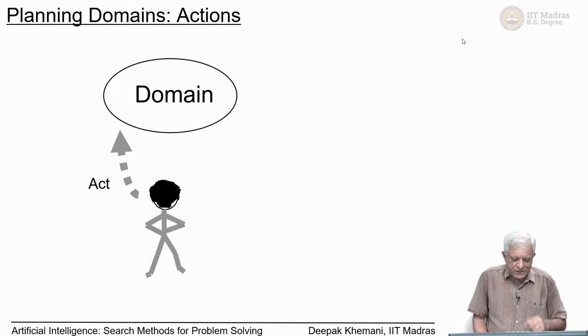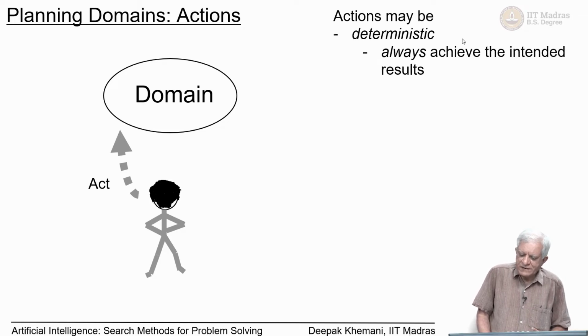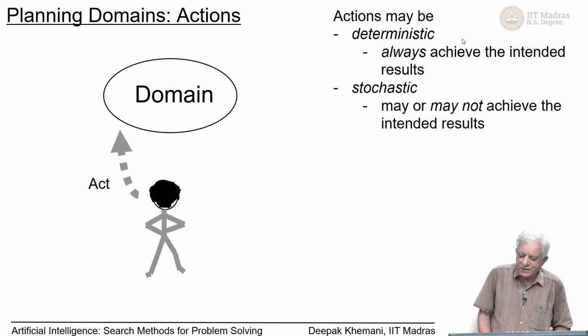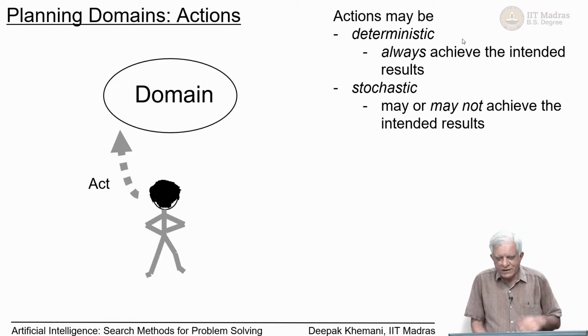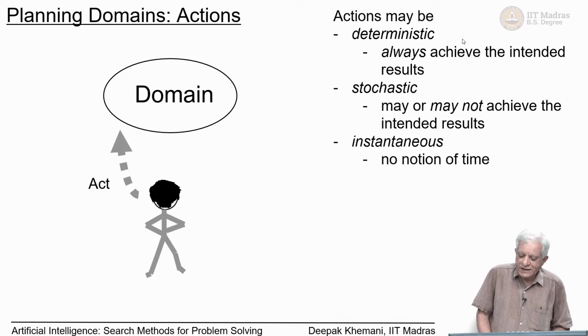Then we talk about actions. What are the kinds of actions that an agent can do? Actions may be deterministic, which means they always achieve the intended results, and we have been talking about deterministic actions. If you say pick up a block, then you end up holding it. Or they may be stochastic, which means they may or may not achieve the intended results. For example, imagine you are walking on slippery ice or snow and you want to take a few steps forward, but you find that you have slipped and fallen on the side. Those are stochastic actions.